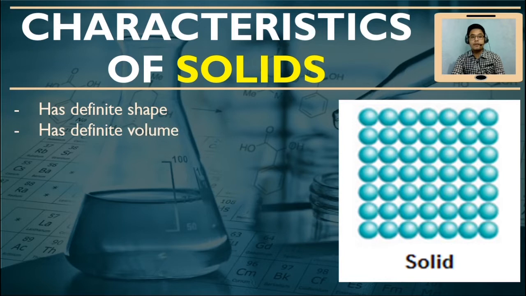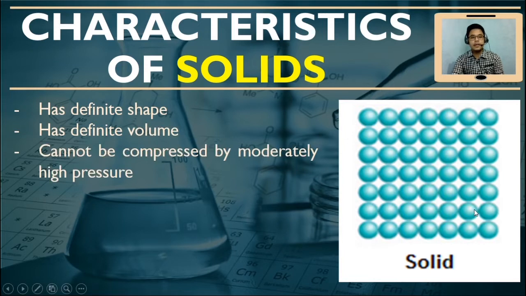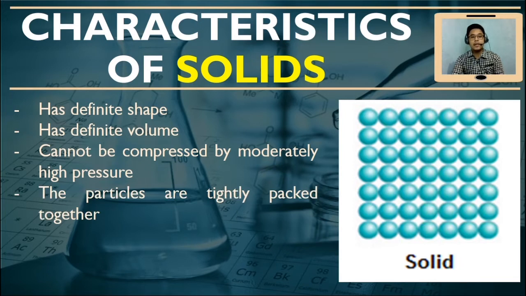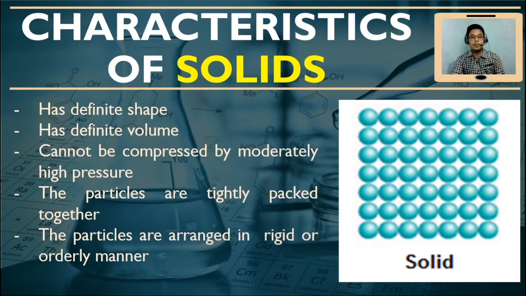Next, it has a definite volume. Third characteristic, it cannot be compressed by moderately high pressure because the molecules of a solid are already compressed. Fourth, the particles are tightly packed together, as you can see on this picture. Fifth, the particles are arranged in a rigid or orderly manner, as you can see also in the picture.